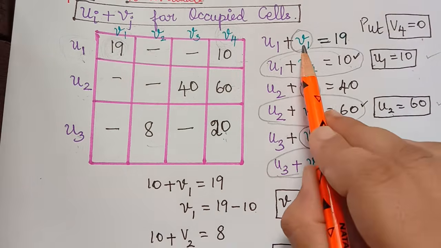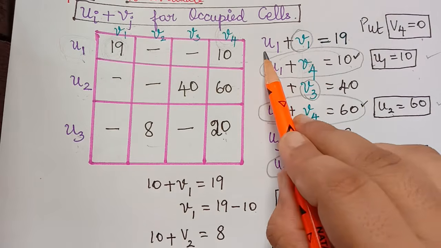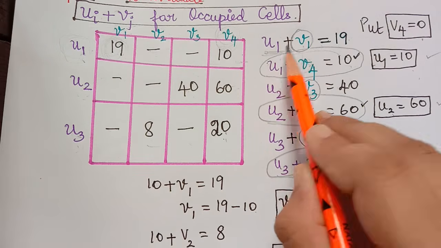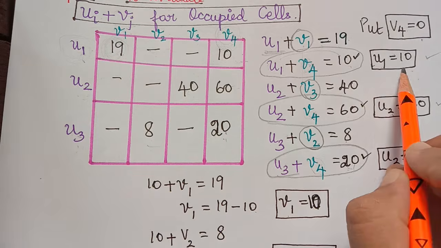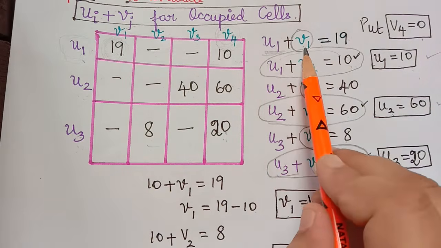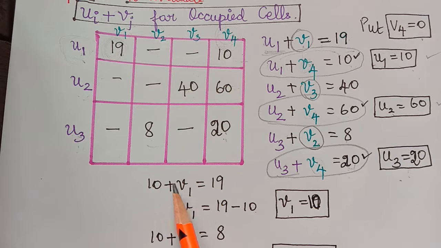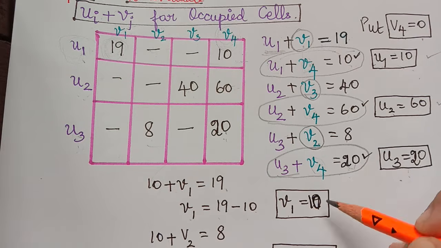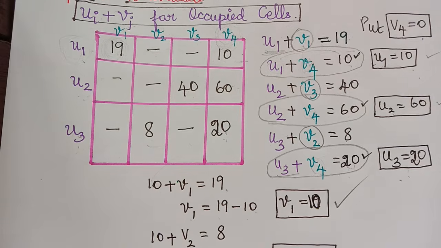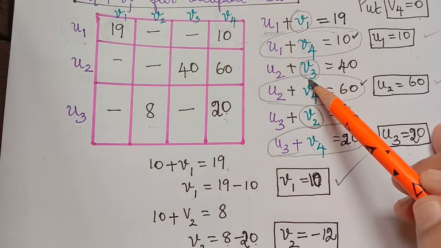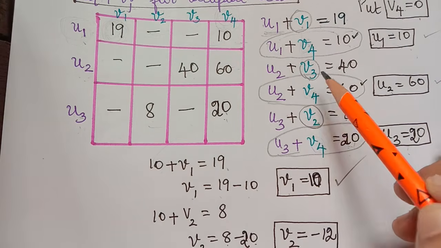Now to find V1, we have to substitute the value of U1 that we have found. U1 is 10. So 10 plus V1 is equal to 19. So that I have written here. 10 plus V1 is equal to 19. So what will be the value of V1? It will be 19 minus 10. So V1 is equal to 10. So V1 is evaluated.